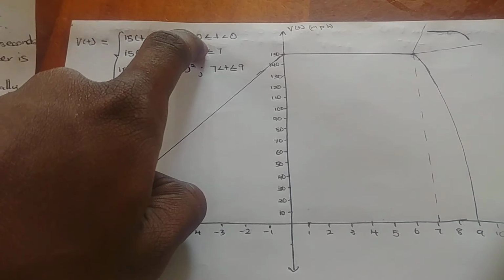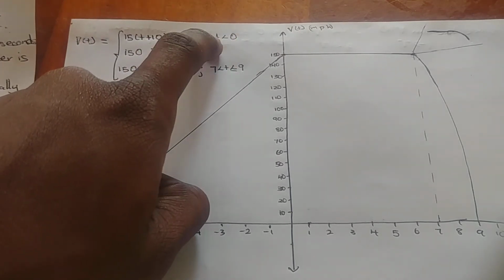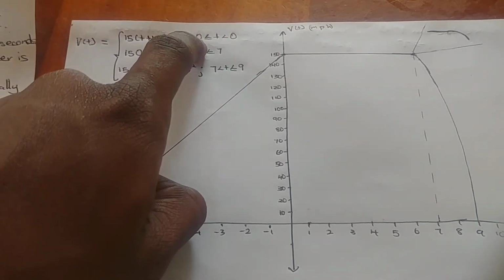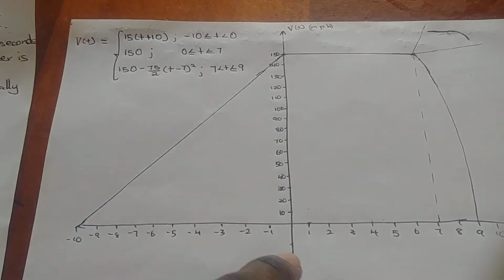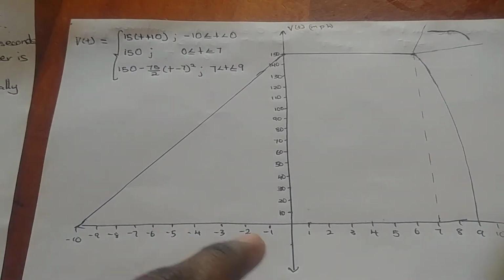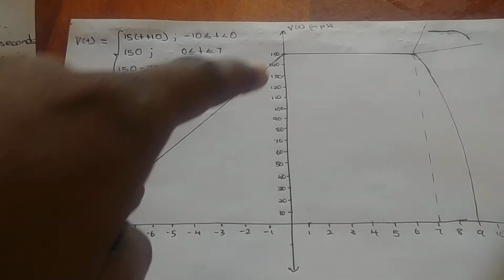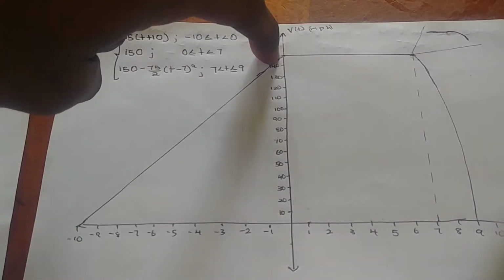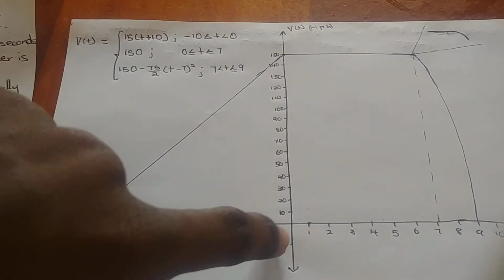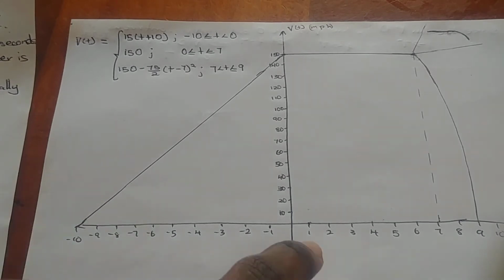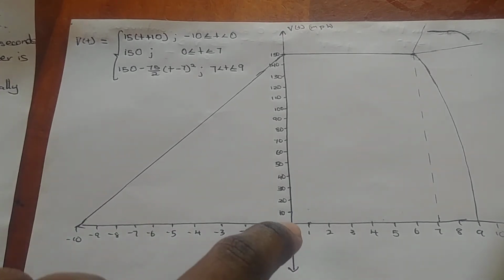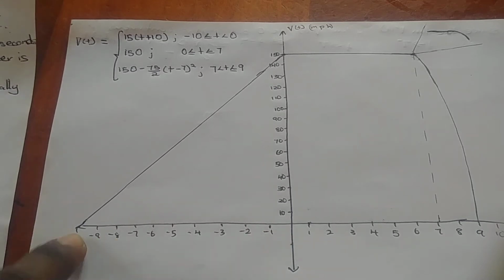What that says is, for when the time is in the range of -10 to 0, because remember the statement said that they start the timer after it reached maximum velocity, you have to account for the time before they start the timer. So the time when they start the timer, that's 0 seconds. So the 10 seconds before that, we assign them a negative value, so -10.